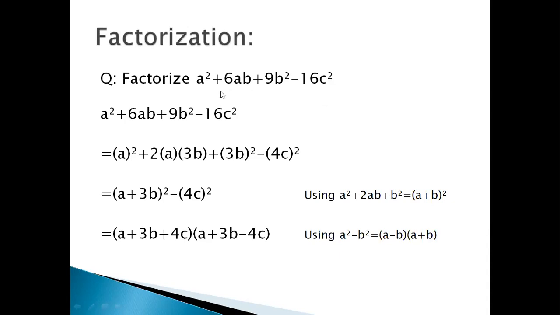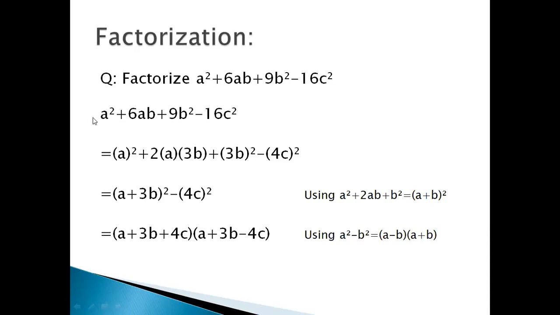Here we have an example. We have a square plus 6ab plus 9b square minus 16c square. First of all, we have to break this expression into two parts. In the first part, we will take the first three terms, a square plus 6ab plus 9b square, and in the second part we will take the last term only, 16c square, and this must be a perfect square always, and the sign between both the parts must be minus sign.